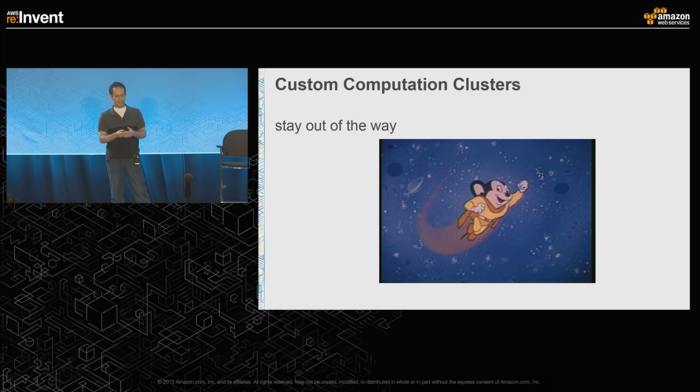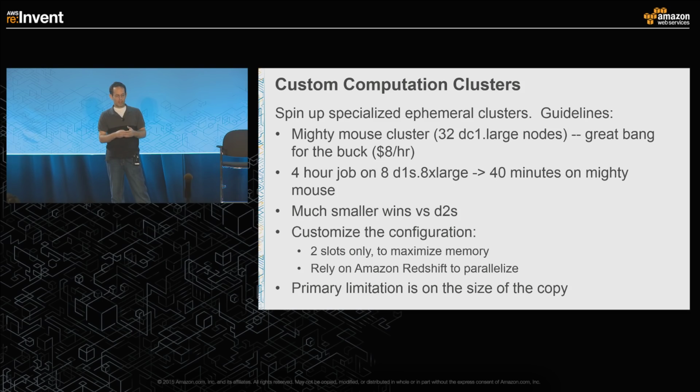So for custom computation clusters, your goal there is to stay out of the way. And our favorite type of custom computation cluster from a performance and cost perspective is what we call a Mighty Mouse cluster. And that's a specialized ephemeral cluster. The Mighty Mouse one in particular is 32 DC1 large nodes. So that's great bang for the buck in terms of a lot of computation cases. It's $8 an hour for the whole cluster for all 32 nodes. For a 4-hour job on 8 D1Ss, you can end up doing it in 40 minutes on a Mighty Mouse cluster. So you can get some real performance wins.